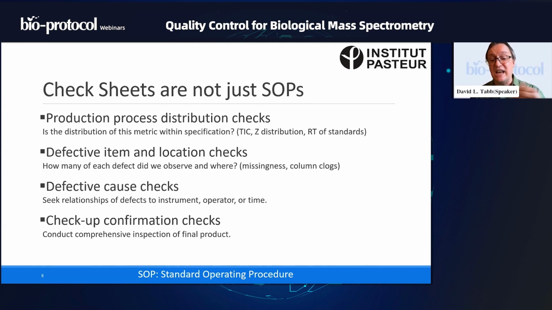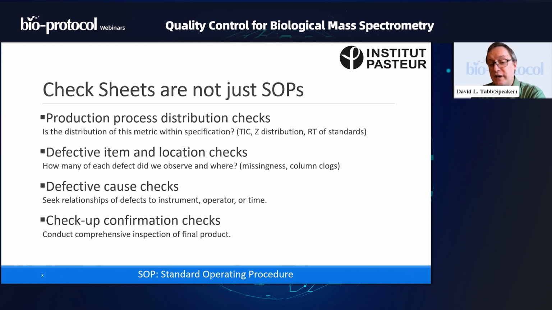Maybe you're running a standard on your instrument. This is not a sample for a user of your facility, but rather it's some sort of quality control sample. Maybe it's a digest of bovine serum albumin or something like that. You might ask, what are the retention times of the peptides you see? If those retention times fall within 2 minutes of when they're supposed to be, you might say, my chromatography is great. Okay, so that's a production process distribution check.